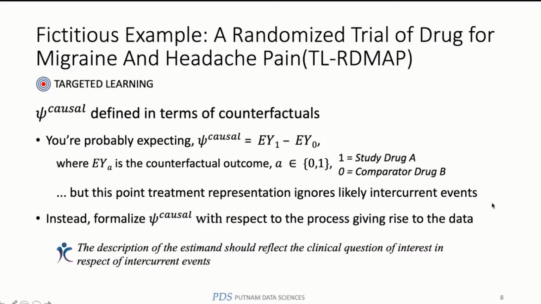But that's sort of a point treatment view of what's going on, and it ignores the likely intercurrent events. Since we know some of this, we'll try to avoid them, but we know that some of them are likely to occur. And so we're going to formalize the representation of psi causal with respect to the entire process that gives rise to the data. And that's going to be more longitudinal in nature. And that exactly is what the ICH guidelines tell us to do. They say it should reflect the clinical question of interest in respect of intercurrent events. So I'd say this doesn't, and what we're going to go over next does.